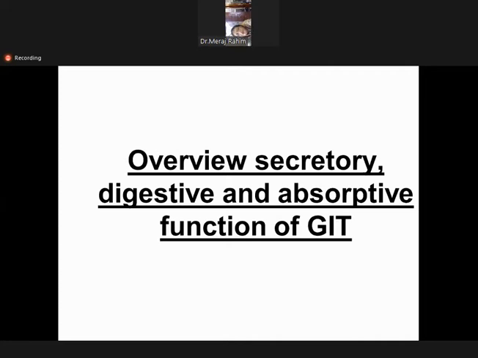The topic today which I am going to teach is about the GIT module. It is the overview, secretory, digestive and absorption function of the GIT.